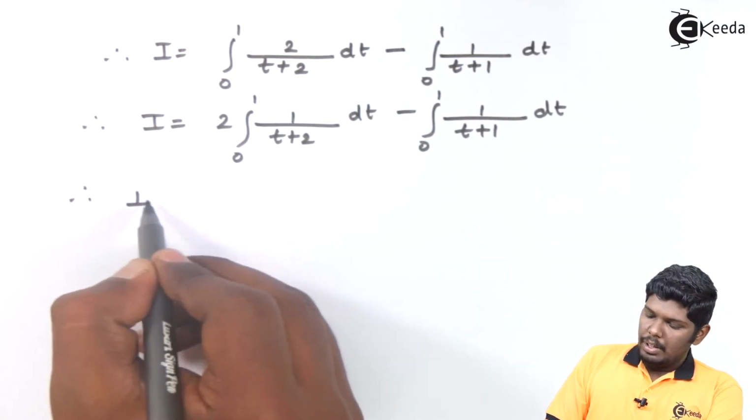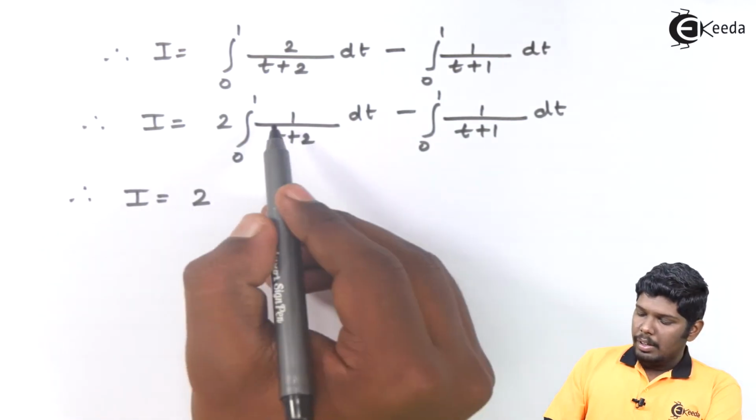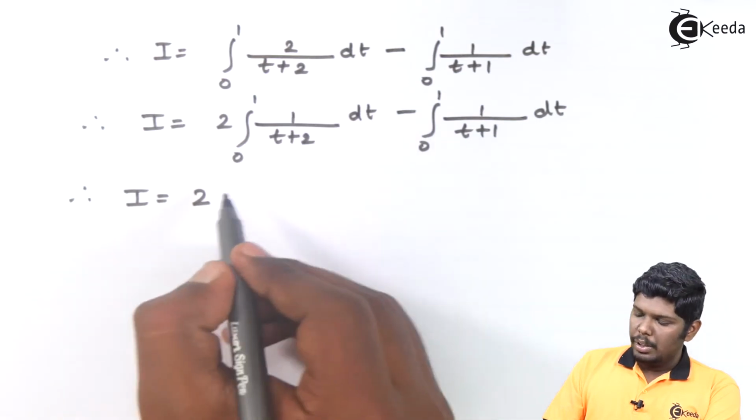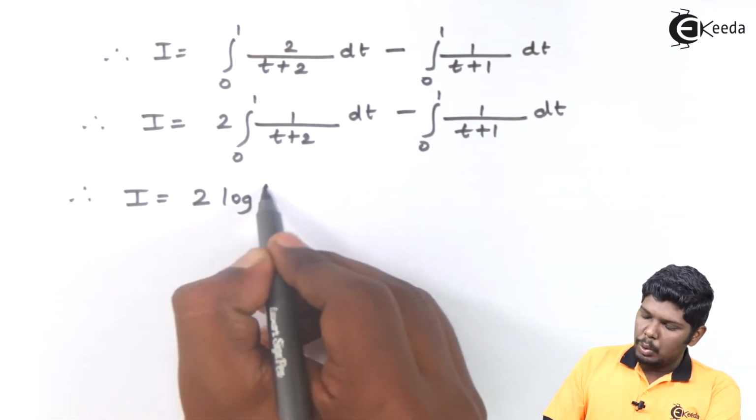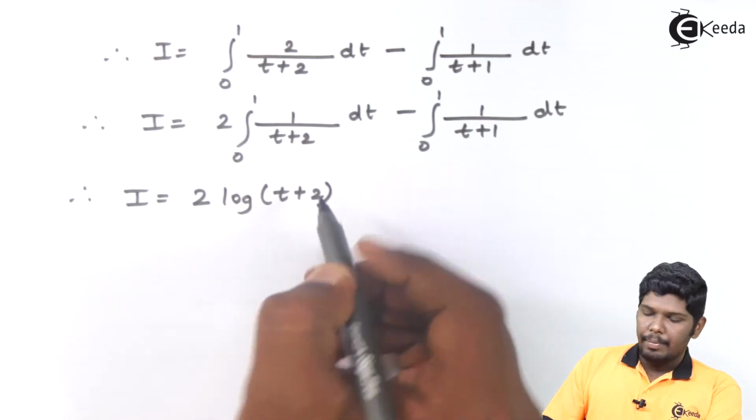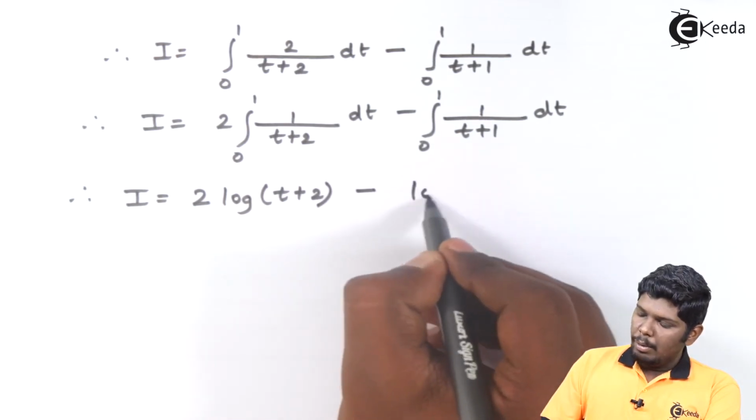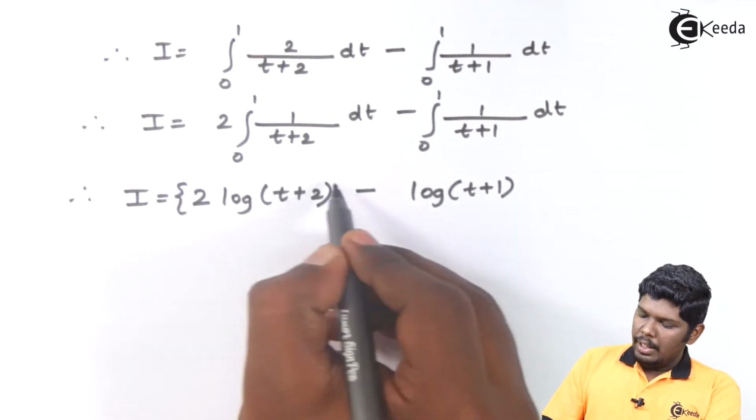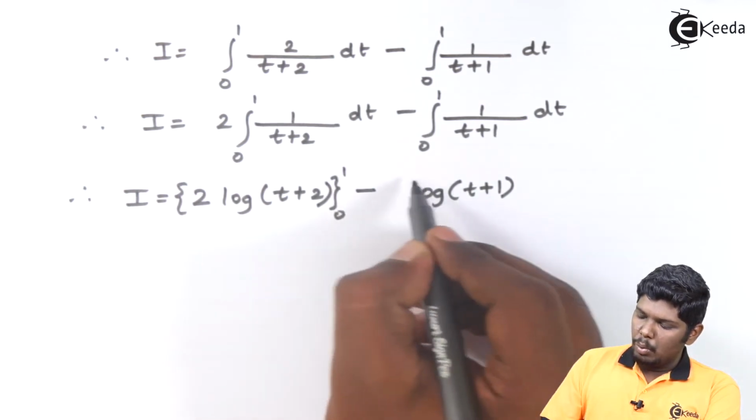Therefore, I is equal to 2. We know it is a linear expression, therefore the integration of 1 upon t plus 2 will be log of t plus 2, minus, here it will be log of t plus 1. Both are within the limits 0 to 1.